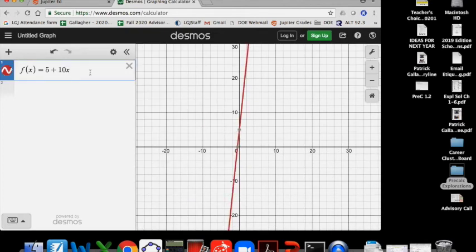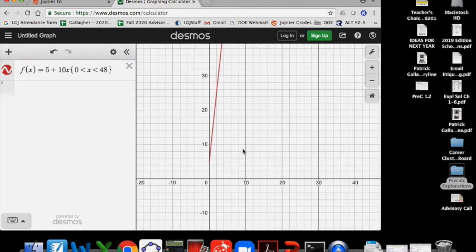If I wanted to change or restrict the domain, I'd put a little curly Q bracket. 0 is less than x. And all of a sudden, Desmos is not graphing anything out where 0 is greater than x. All the negatives are not being graphed. It ends at this point. Now if I say less than 48, then close my curly Q, it'll do the exact same thing.